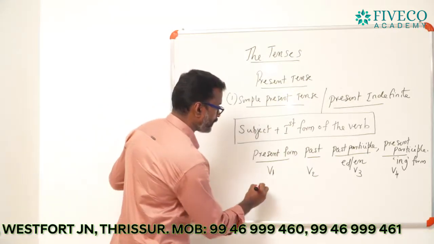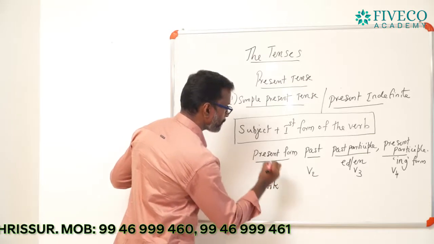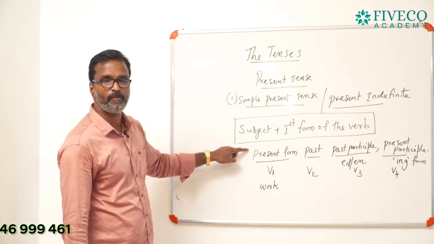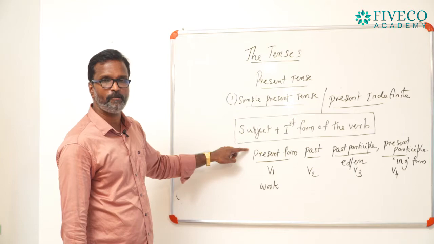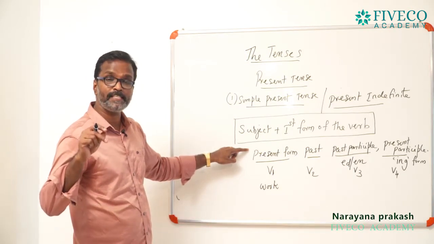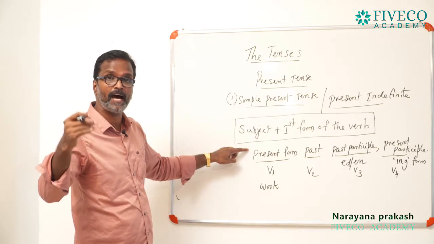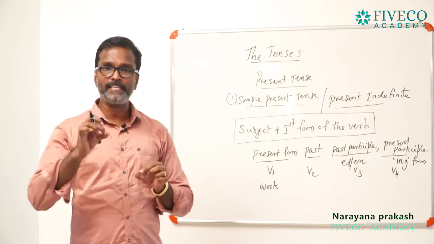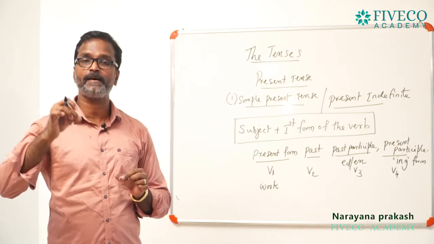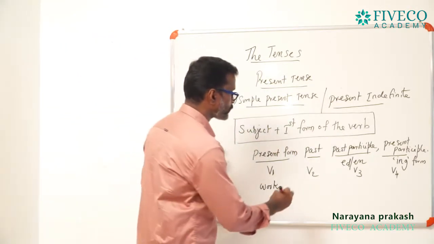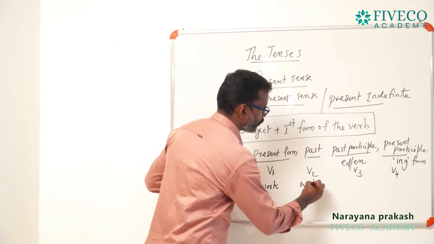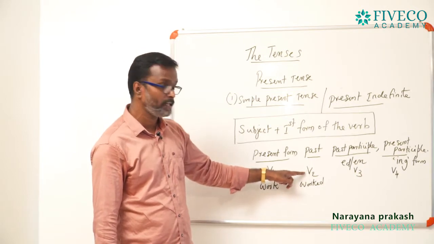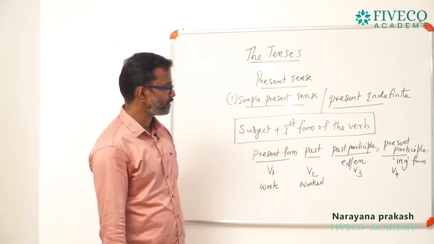Okay, I shall give you some example. Work. You know, work is the present form. Work is the first form of the verb. It is the basic form of the verb. Because from this verb work, we can make some other forms. You know, the second form is called worked, W-O-R-K-E-D, worked. Second form is past form that I told you. Second form is called V2. V2 means the past form, worked.